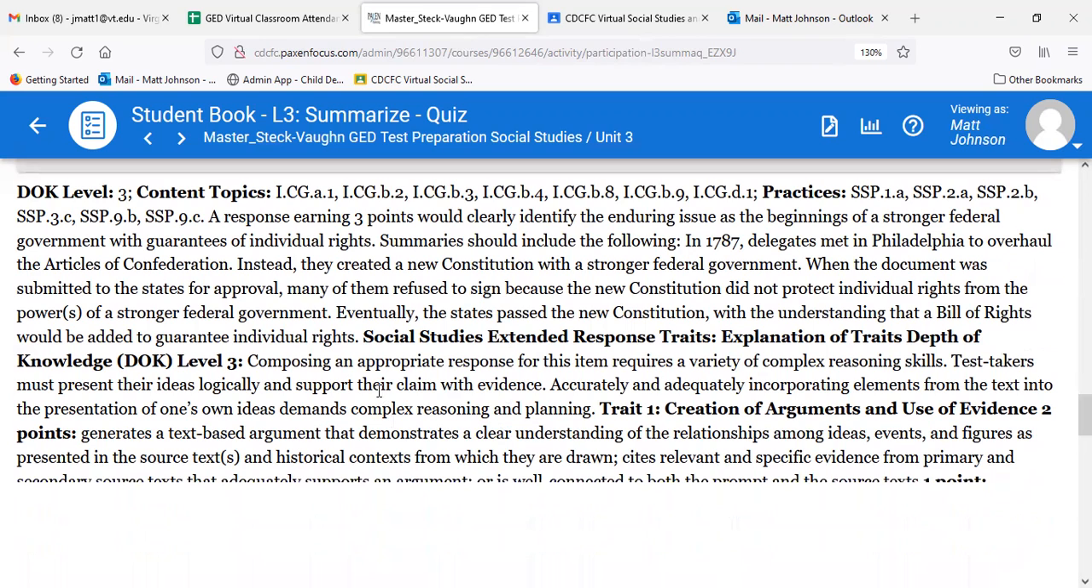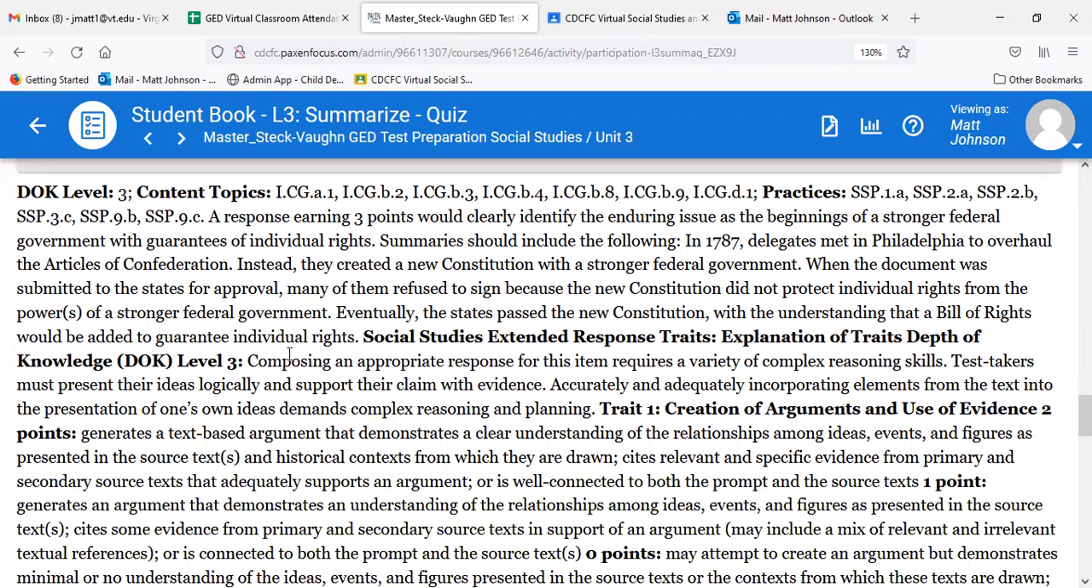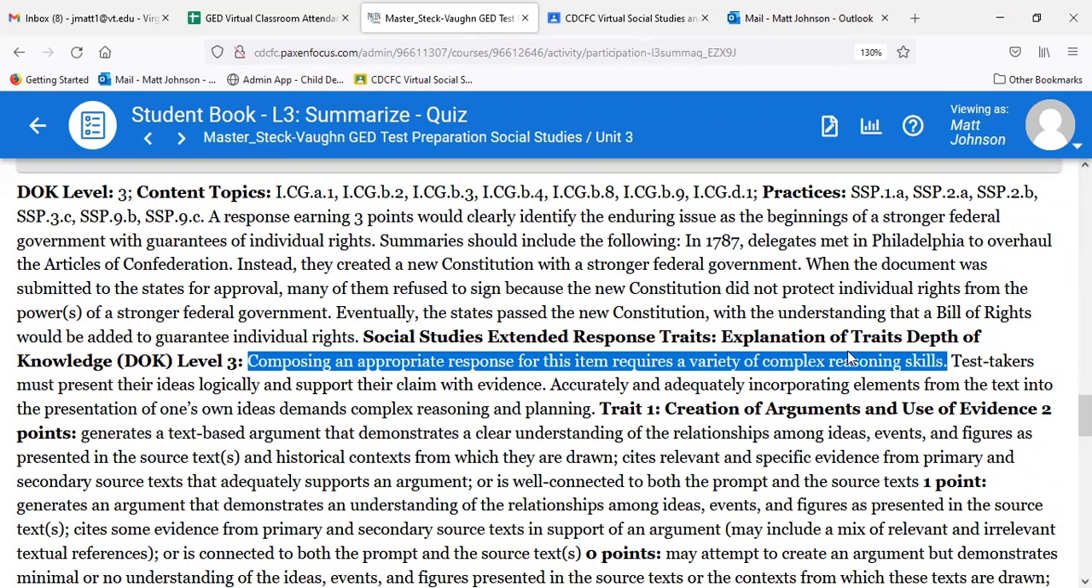So it says extended response traits, explanation of traits, depth of knowledge. Composing an appropriate response for this item requires a variety of complex reasoning skills, which we used. Test takers must present their ideas logically and support their claim with evidence. So you've got to keep referencing what's in the text, right? We're not going to start talking about knitting or something in our summary. Stick to the points.